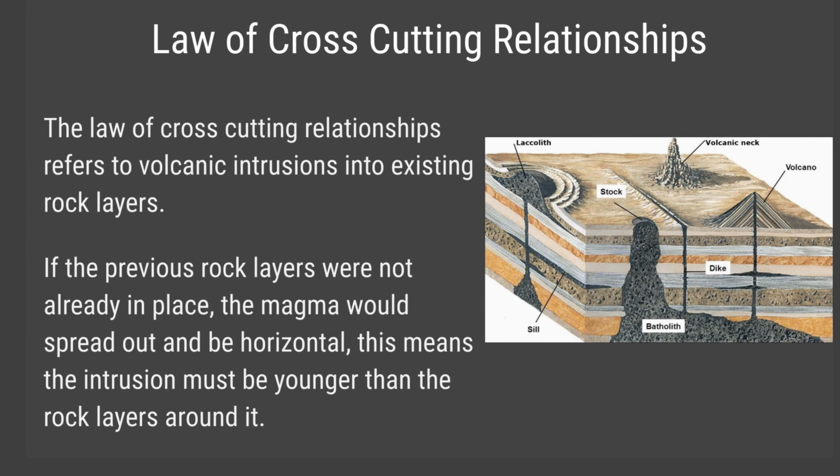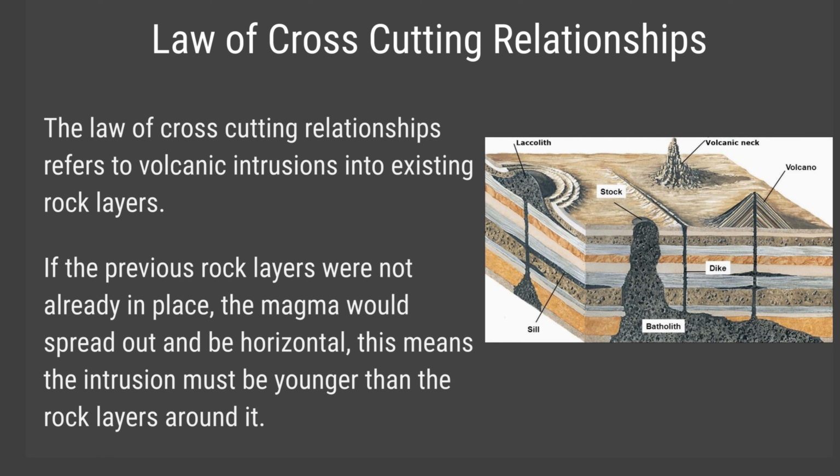All right. Up next, we're going to look at the law of cross-cutting relationships. The law of cross-cutting relationships refers to usually volcanic intrusions into existing rock layers. And there's lots of different names for these. We have some horizontal sills here. We have a large batholith. Dikes will come up through. But these are volcanic igneous rock intrusions, and they don't follow that law of original horizontality, and that's because there are already rock layers in place.